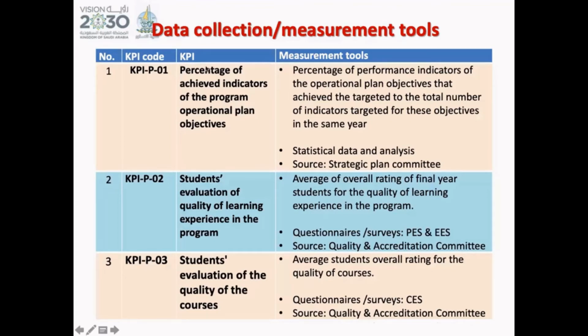So then, how do we collect the data and how do we measure the achievement of this KPI? KPI number 1 is the percentage of achieved indicators of the program operational plan objectives. This is basically about the strategic plan of the program. The strategic plan committee has the plan, how many goals or objectives they plan every year, and how many of the objectives they achieve. So you can get the percentage. We have the statistical data, so then you can get the percentage of the achievement here.